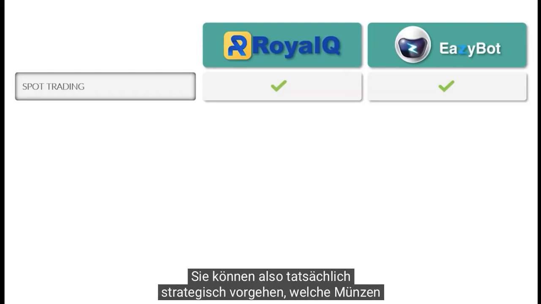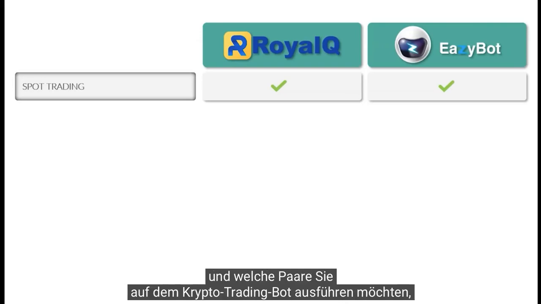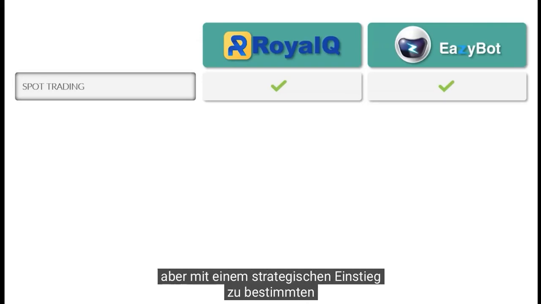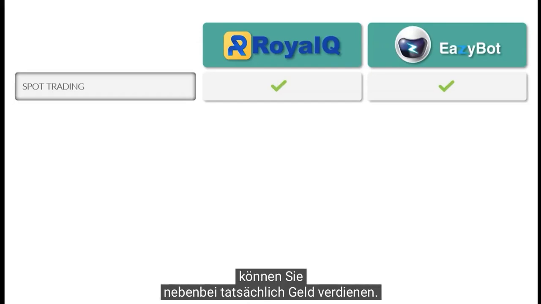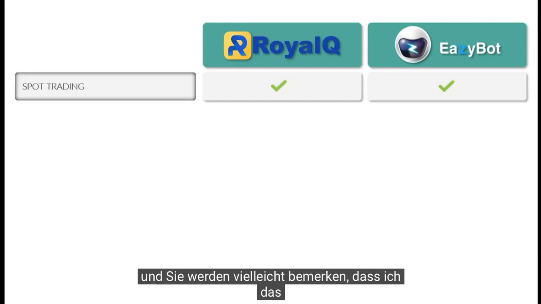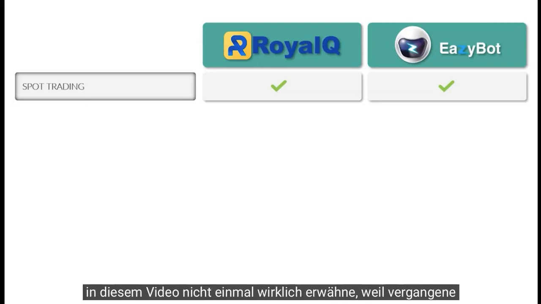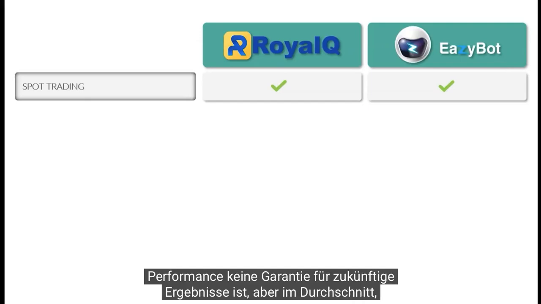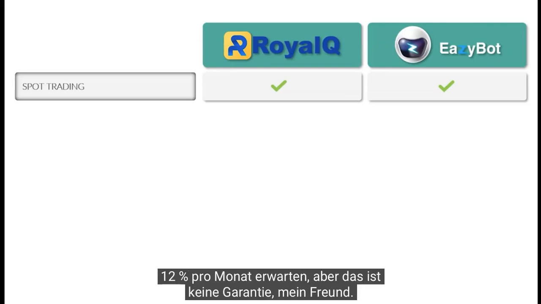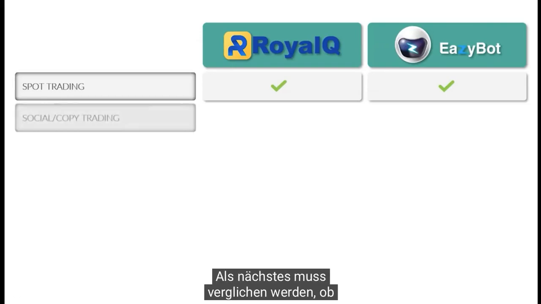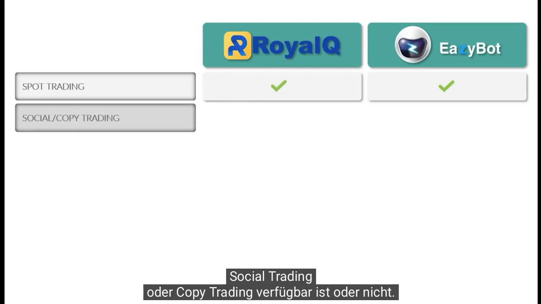So you can actually be strategic about which coins and which pairs you decide to run on the crypto trading bot. But with strategic entry at specific price points through cost averaging and the scalp trading with Eazybot, you can actually be making money along the way. There's no guarantees of how much you make, and you may notice I'm not really even mentioning that in this video because past performance is not a guarantee of future results, but on average with historical trading performance as a metric, with both RoyalQ and Eazybot, you can be expecting anywhere from 8 to 12% per month, but it's not a guarantee, my friend.